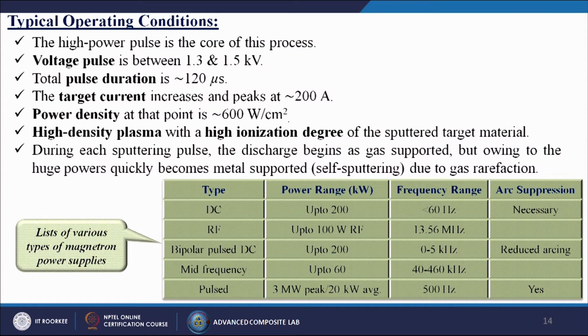So, what is the list of various magnetron power sources we are generally using? We are using DC sources, RF, bipolar pulsed DC, mid frequency, pulsed. Power range in kilowatt: generally up to 200, up to 100 watt for RF, up to 200 kilowatt, up to 60 kilowatt, 3 megawatt peak to 20 kilowatt average. Frequency range: generally less than 60 hertz, 13.56 megahertz, 0 to 5 kilohertz, 40 to 460 kilohertz, 500 hertz. Arc suppression is necessary in the DC case, bipolar pulsed DC needs some reduced arcing, and in the pulsed case of course yes.